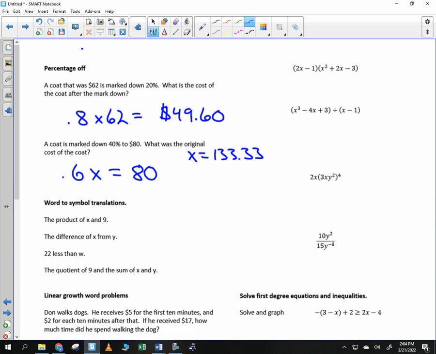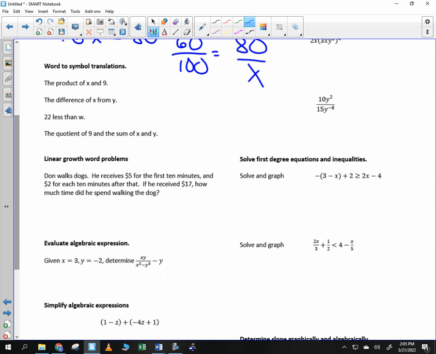Sometimes you can set up proportions as well. If it's 60%, that means it's 60 out of 100, okay? So does $80 reflect the 60% or the 100%? 80 is the 60%, so 80 over x. And if you were to cross multiply, you'd get 133.33 again. Okay? Multiple ways of setting it up. There's not a right or wrong way of doing it.